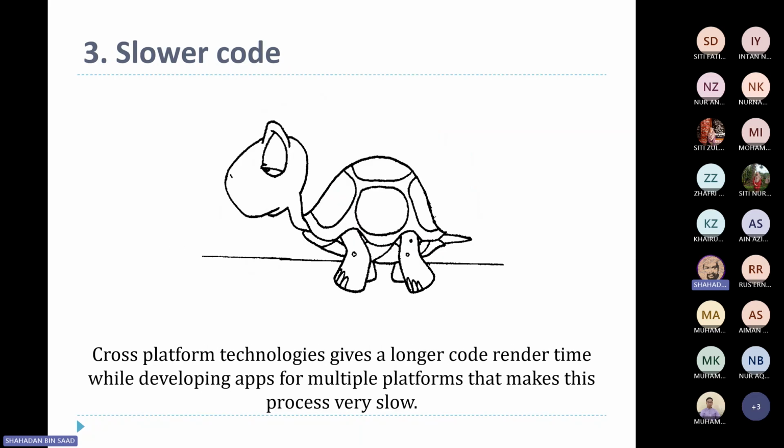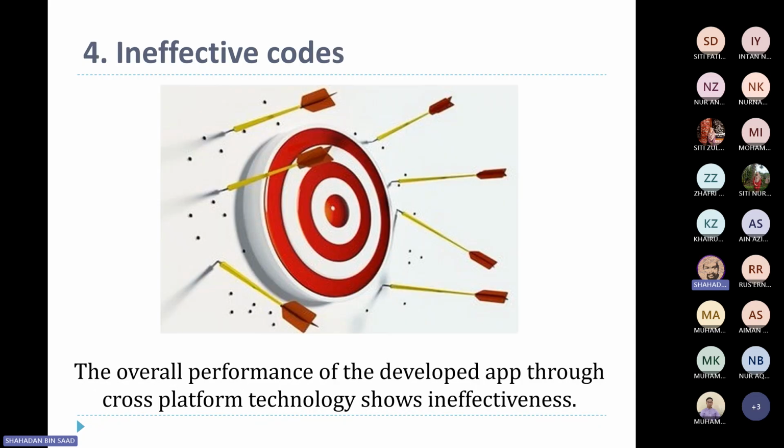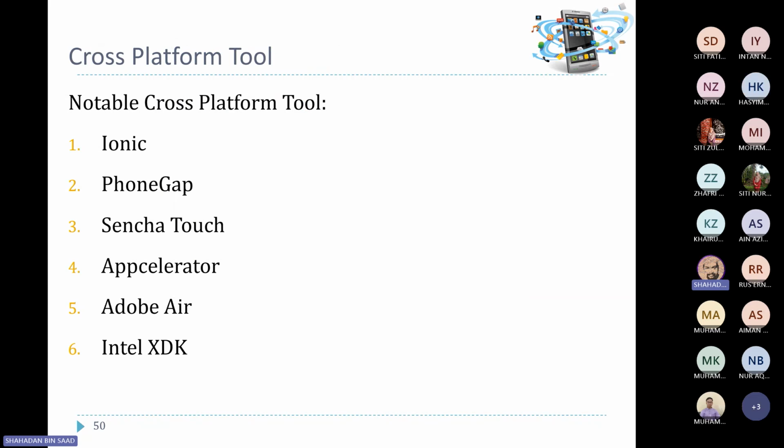Slower code, so not slower. Cross-platform tools give a longer code render time while developing apps for multiple platform that makes this process very slow. Ineffective codes, the overall performance of the developed app through cross-platform technology shows ineffectiveness. Okay. So dia tak masuk sini, Flutter tak ada kan? Sebab yang lain rasa macam senang.